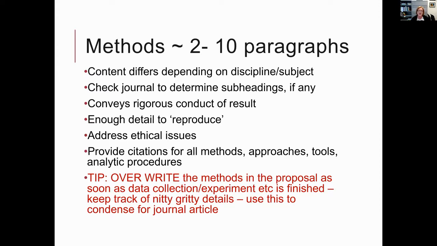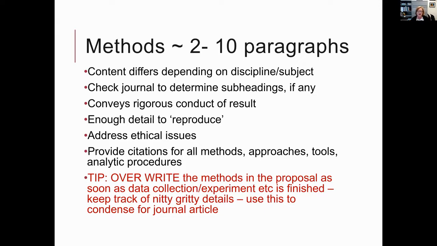You want to, in your method section, convey enough information that the rigor of your research is apparent to the reader, right? And also that there's enough detail that a reader could reproduce what you have done, because that's part of the scientific exercise of being able to reproduce what we do, so we can build up knowledge over time. You want to address any ethical issues that are relevant to your study, and you want to make sure you provide citations for all methods, approaches, tools, and analytic procedures.